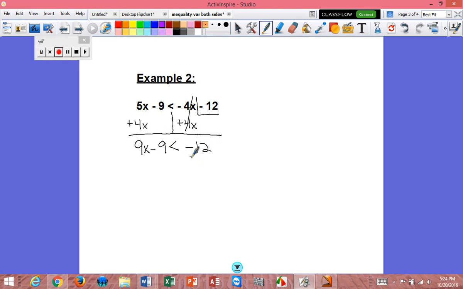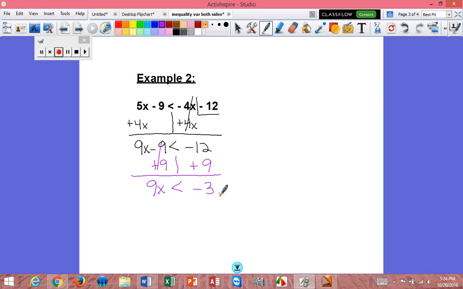So now we have just a normal two-step inequality. I'm going to separate the left and right sides and bring down the symbol. I want to cancel the constant, so I'm going to add 9 to each side. That's a 0 pair. We're left with 9x. Then we have a negative 12 plus 9, and that would be a negative 3.